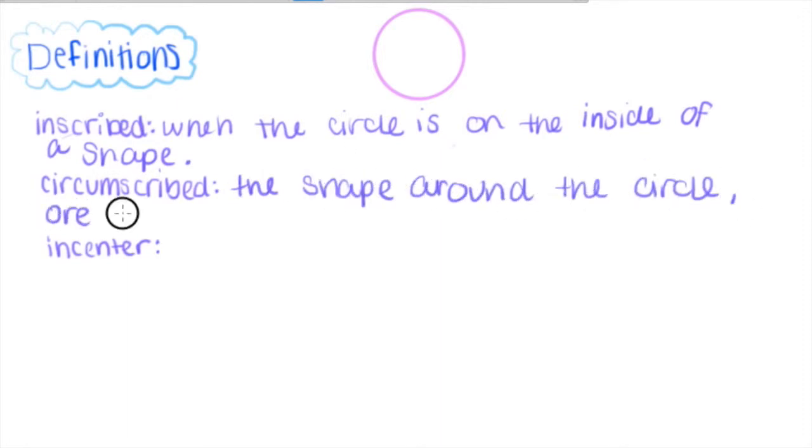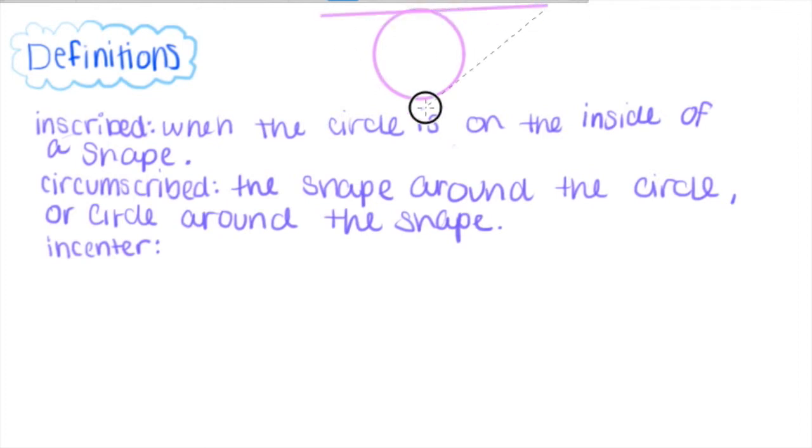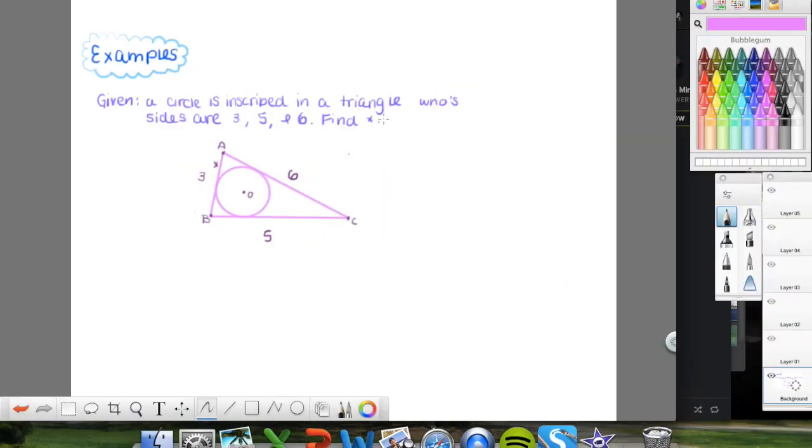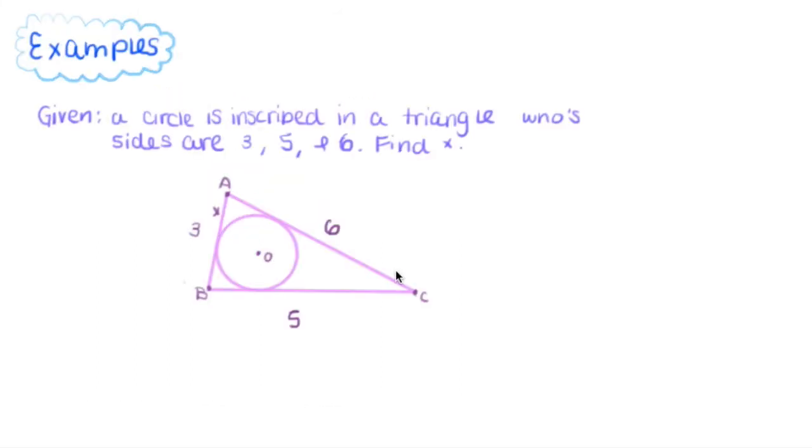Circumscribed is when the circle is around the shape, or it's like the shape that surrounds the circle is circumscribed around the circle. Finally, the incenter is the center of the circle inside the shape. A circle is inscribed in the triangle.